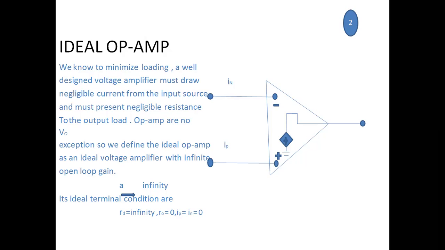We denote gain by the letter A. When we get an amplifier gain that is infinite, we can say that op-amp is an ideal op-amp. And here we are supposed to minimize the loading, which means we will get negligible resistance at the output. So its ideal terminal conditions are: output resistance 0, input resistance infinite, and input currents IP and IN are 0 ampere.